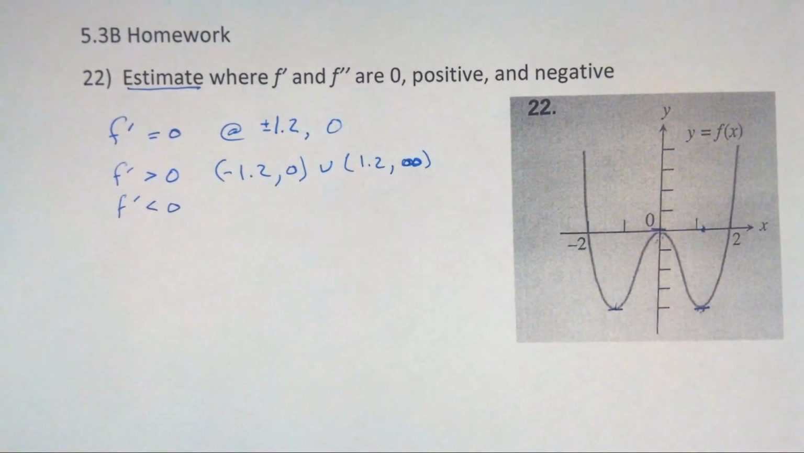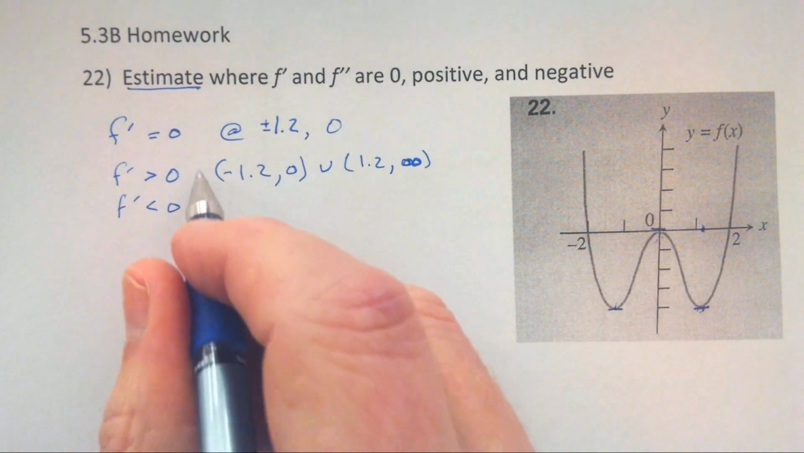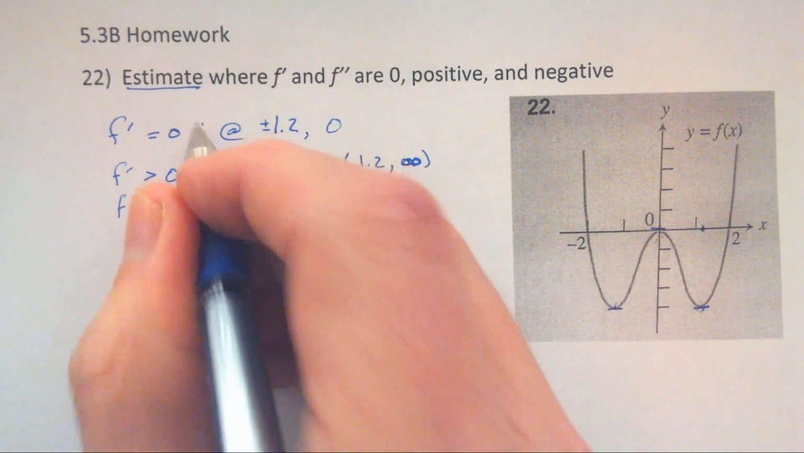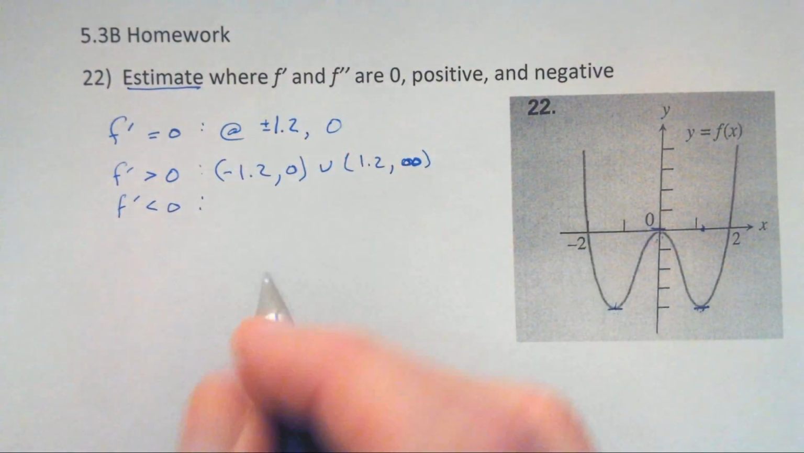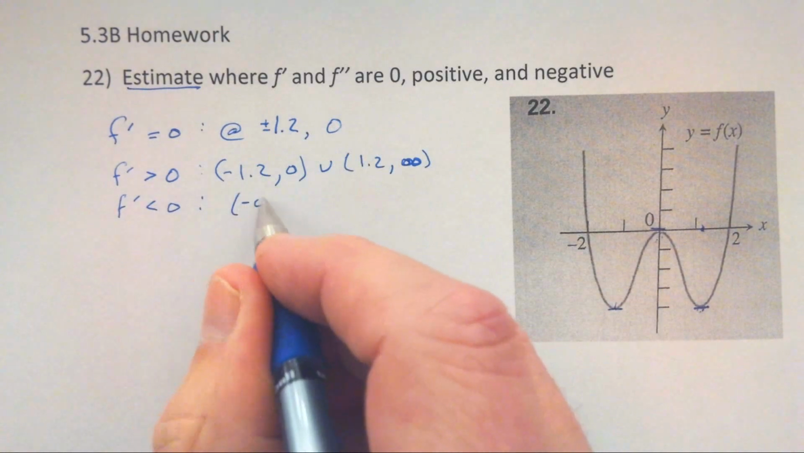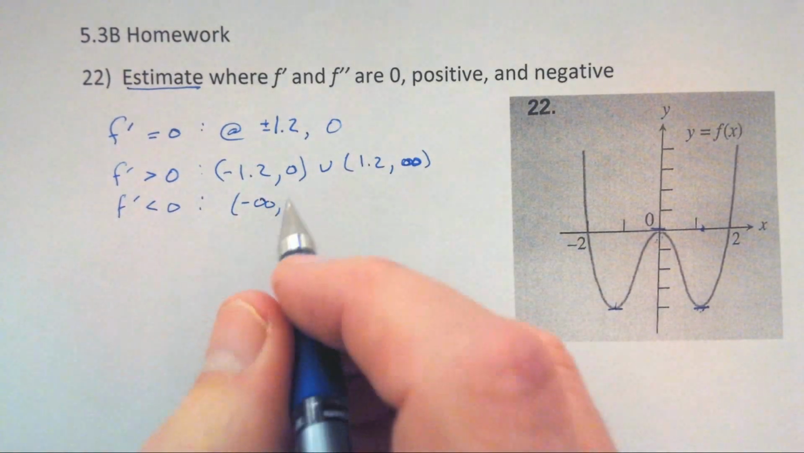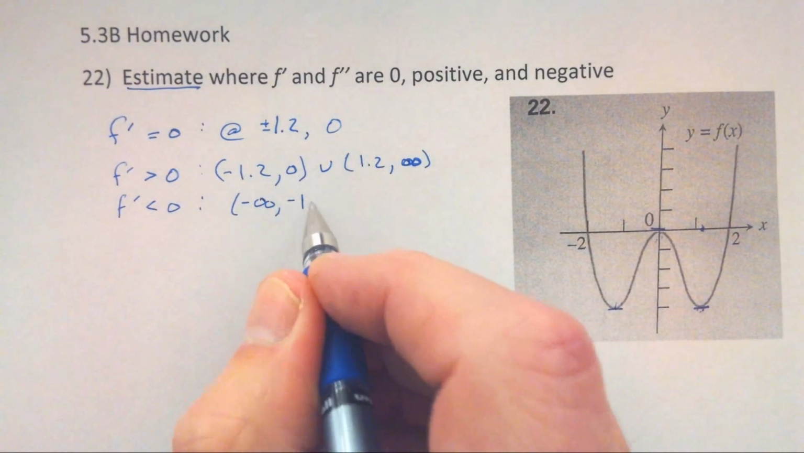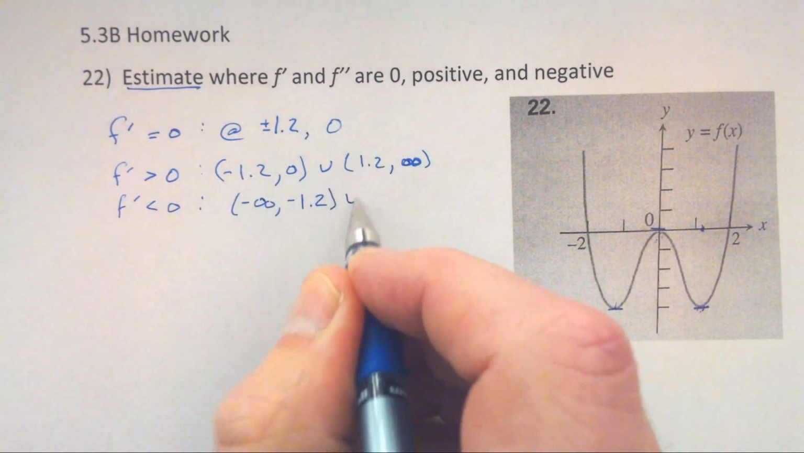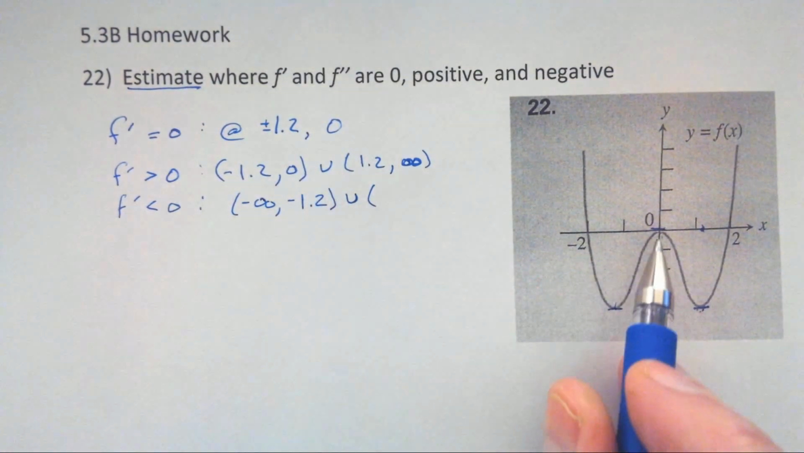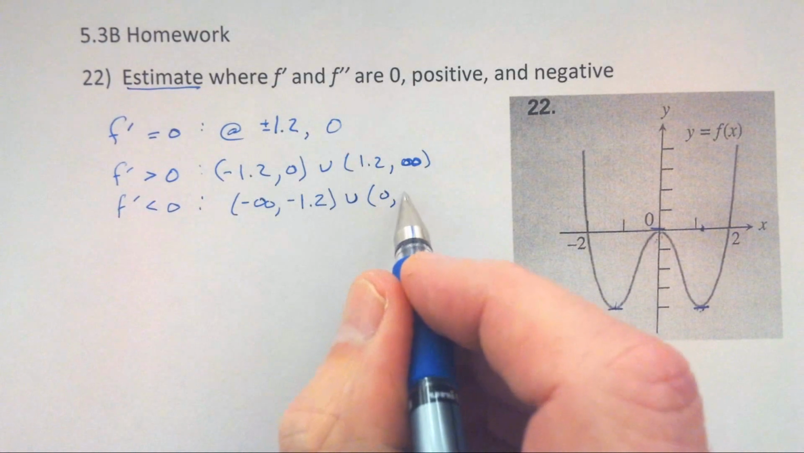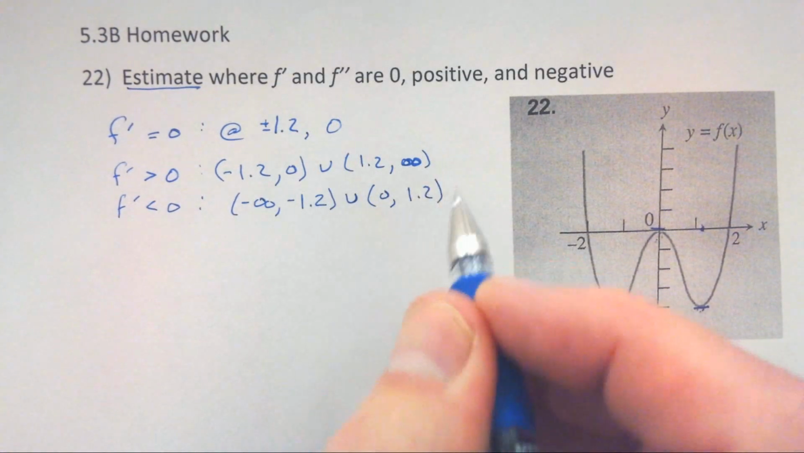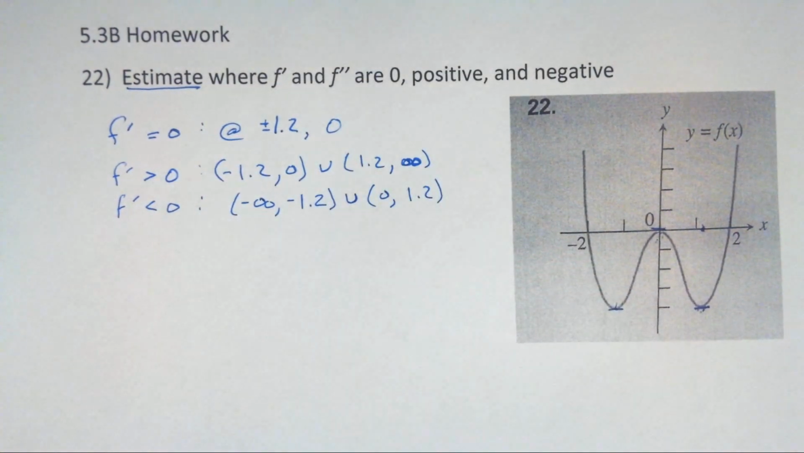And then negative, when is f prime less than 0? That's when the slope is negative. Well, that is occurring when the graph is going down from left to right. So that is from negative infinity to that estimated -1.2 in union with 0 to that estimated 1.2. So again, just estimates. We don't know the exact values.